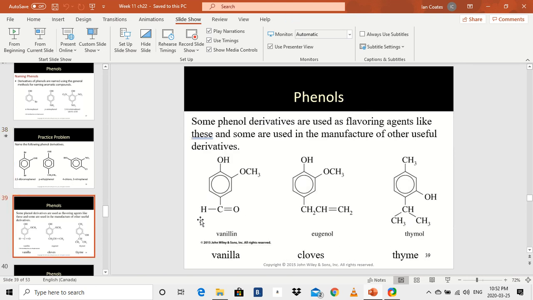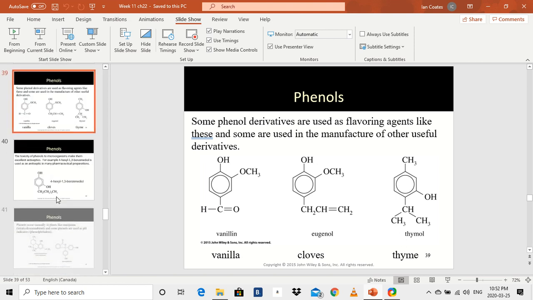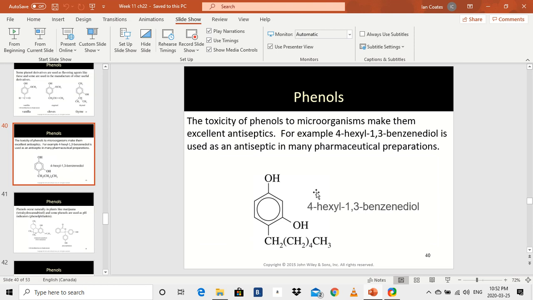Some phenol derivatives are used as flavoring agents. Here's vanillin, eugenol, I don't know, Google that one. There's your cloves, and thyme. The toxicity of phenols to microorganisms makes them excellent antiseptics. For example, 4-hexyl-1,3-benzenediol is used as an antiseptic in many pharmaceutical preparations.